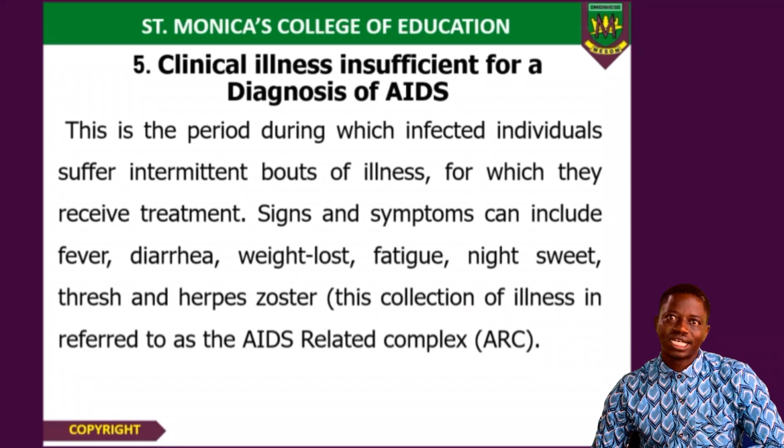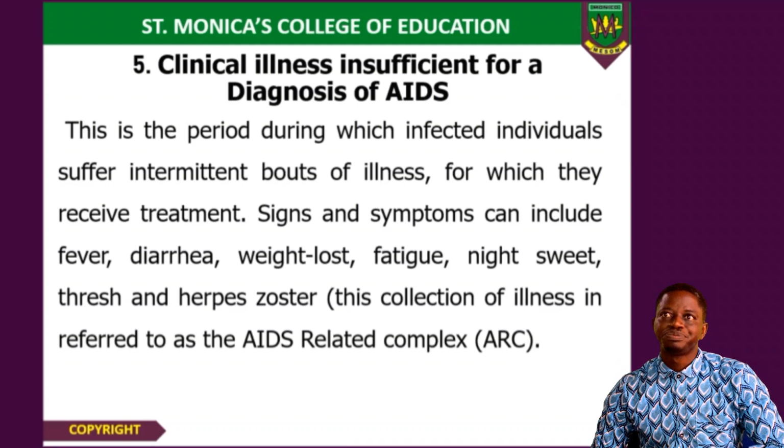We call it the ARC. So the ARC or AIDS-related complex is associated with clinical illnesses insufficient for the diagnosis of AIDS. So in your exams, if you are asked, signs and symptoms can include fever, diarrhea, weight loss, fatigue, night sweat, and others are collectively known as, then we are talking about AIDS-related complex. Sometimes we interchange the letters. We will say complex related is or related is complex. But the correct is AIDS-related complex.